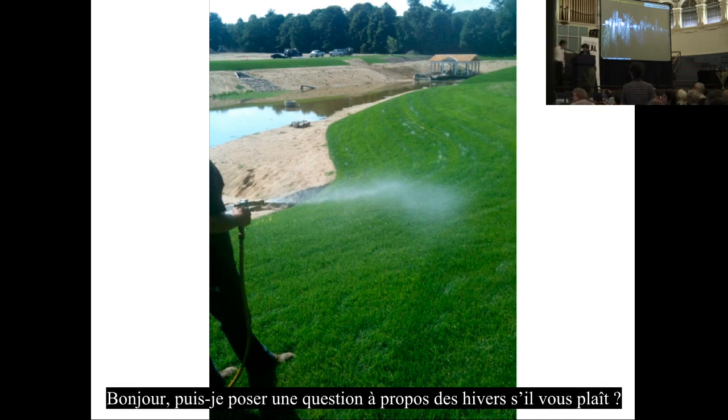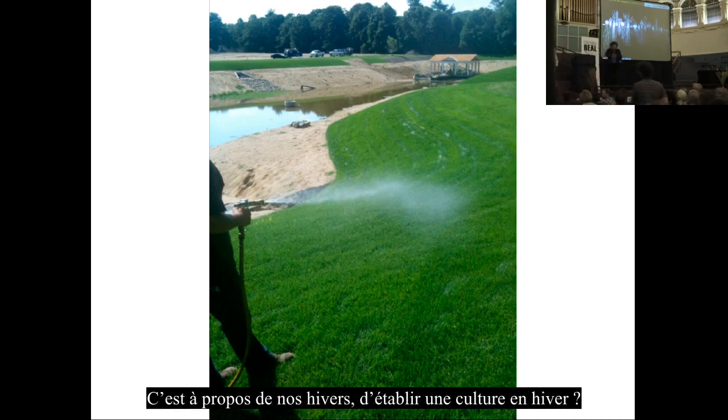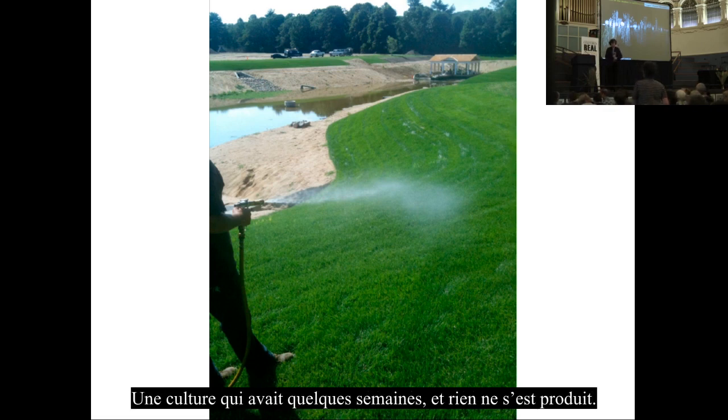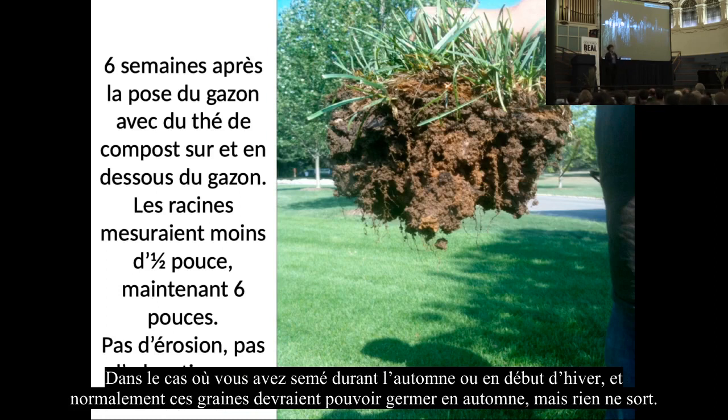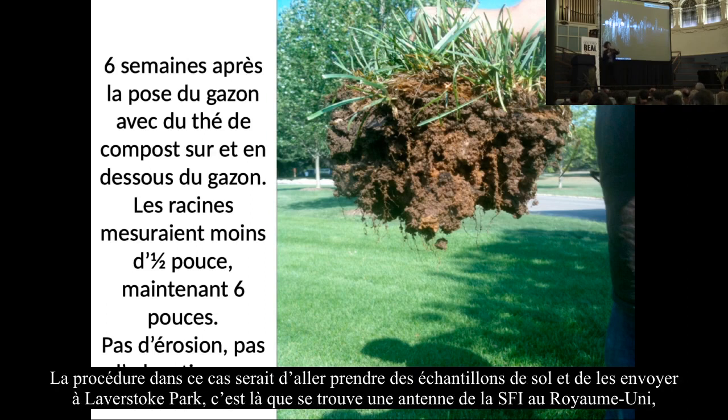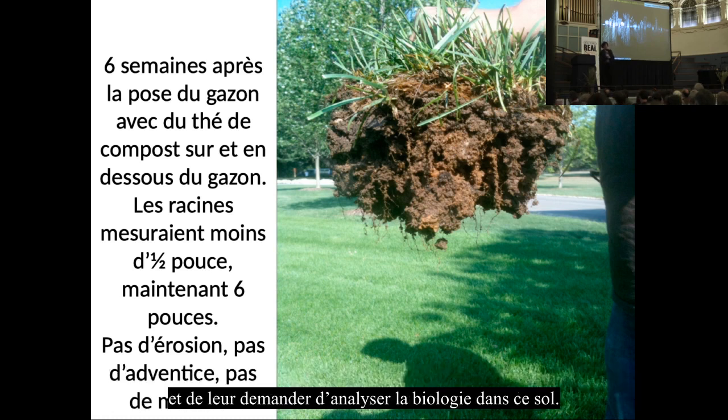Hi there. Can I ask a question about our winters, please? It's about our winters, establishing a crop over winter. So a crop's a few weeks old, and then nothing happens. Okay, so in the instance where you've seeded in the fall or early winter period, and normally those seeds would be able to germinate and grow in the fall, but nothing's coming up. The approach to take would be to go out and take soil samples and send those soil samples into Laverstock Park, which is where the SFI lab here in England is at, and ask them to do an assessment of the biology in that soil.